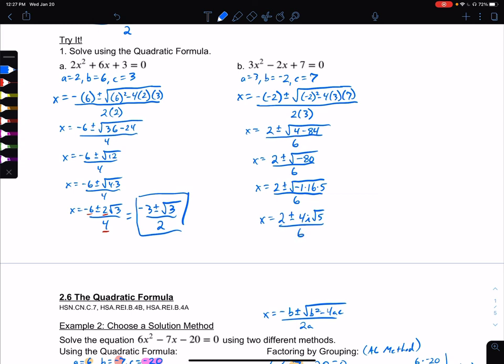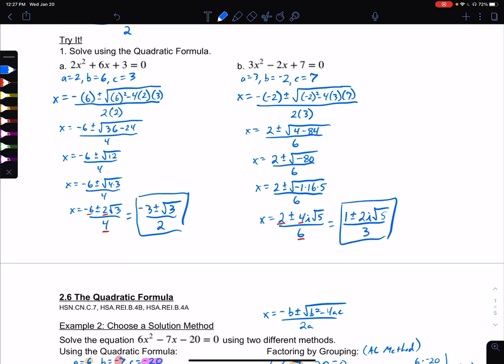That will once again be reduced. So this 2, 4, and 6 all have a common factor. So we would wind up dividing by 2. We get 1 plus or minus 2i radical 5 over 3. And that would be my solution.